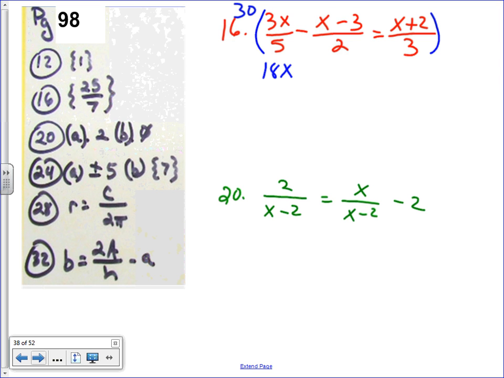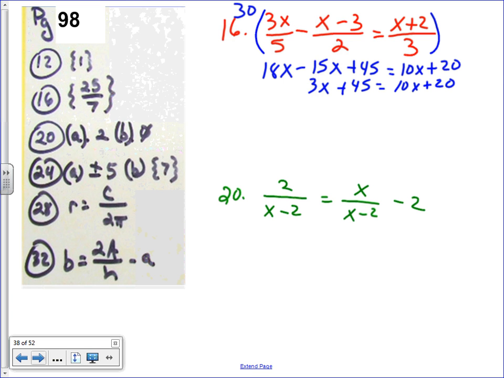2 goes into 30 15 times, but I do want to remember this is minus in front here. So I will say negative 15 times that numerator, so negative 15 times x, and negative 15 times negative 3, positive 45. And then the 3 goes into 30 10 times, so 10 times this numerator is 10x and 20. And finishing the problem, this gives us 3x on the left plus 45 equals 10x plus 20.